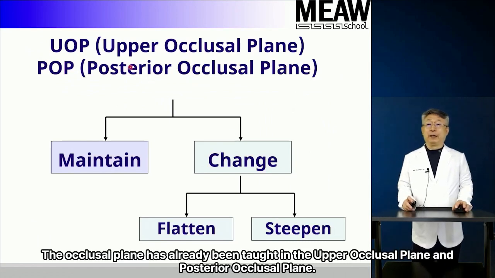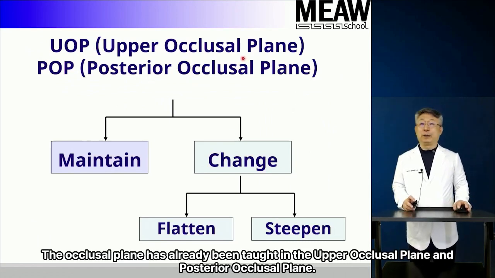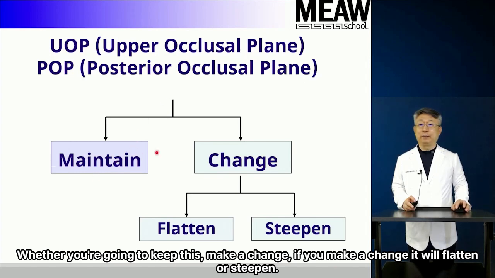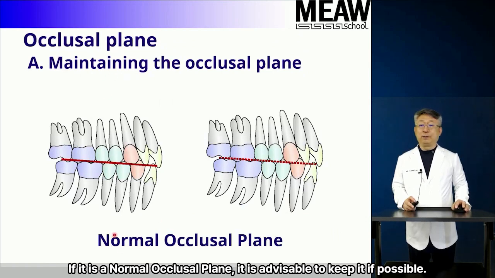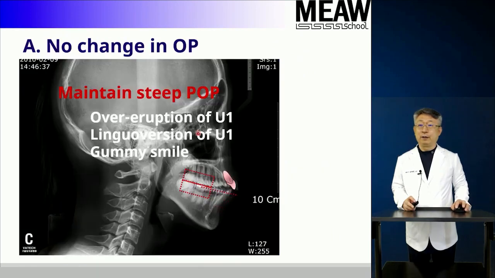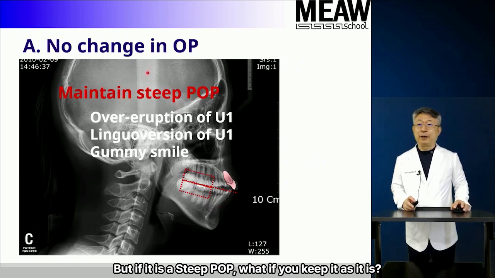The occlusal plane has already been taught in the upper occlusal plane and posterior occlusal plane. Whether you're going to keep this or make a change. If you make a change, it will flatten or steepen. If it is a normal occlusal plane, it is advisable to keep it if possible. But if it is a steep POP, what if you keep it as it is?